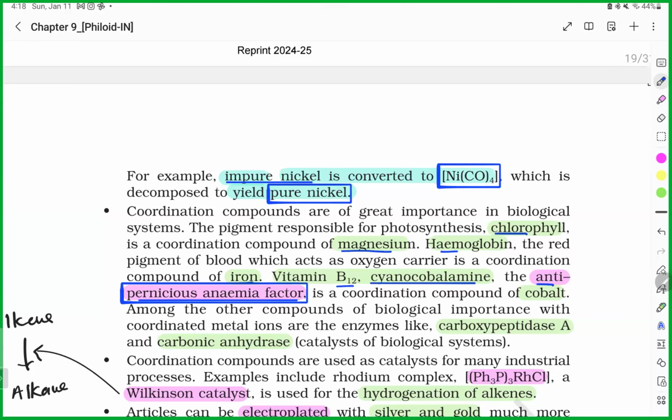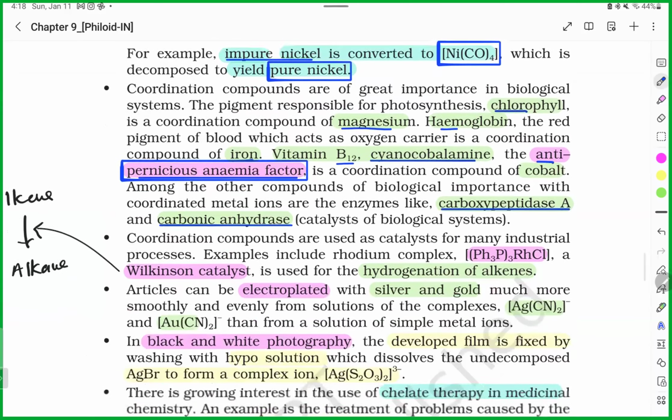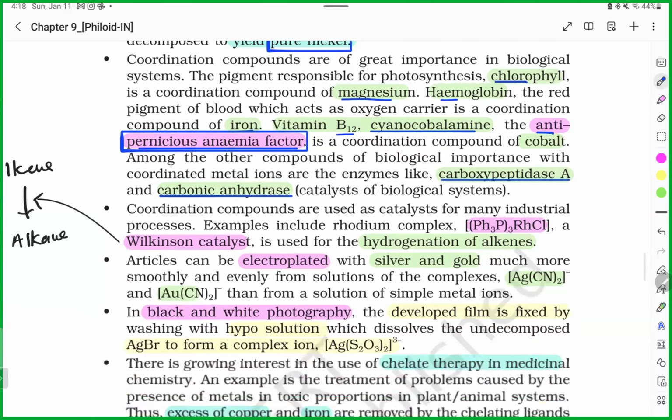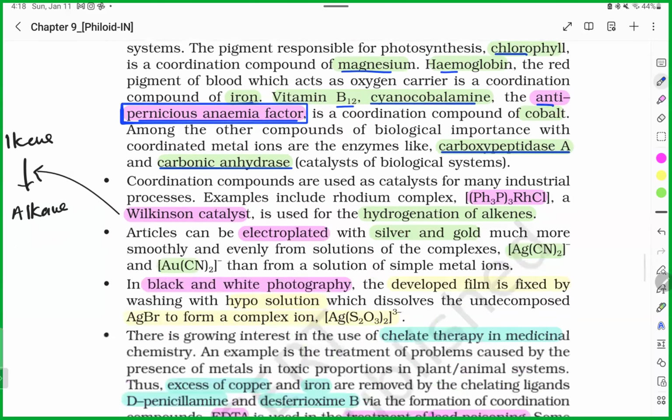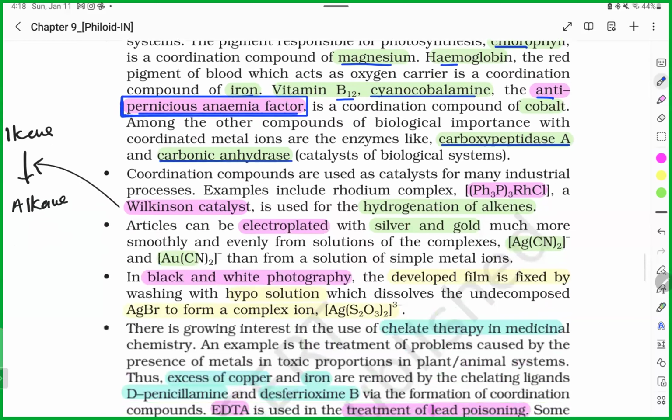Same way, there is a coordinating metal present in carboxypeptidase, which contains a coordination compound. Carbonic anhydrase reacts with CO2 in breathing. I explained this somewhere, I guess, in one of the chapters.